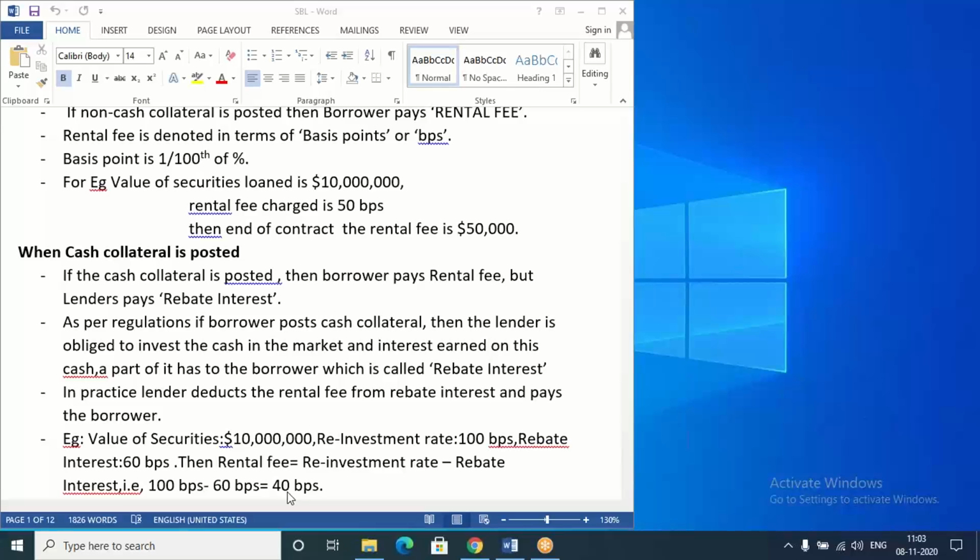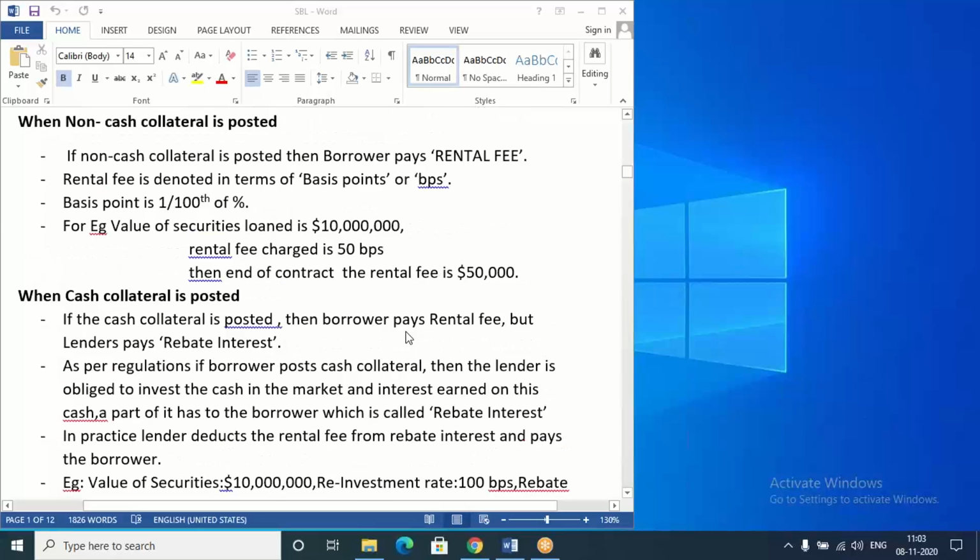Okay. So whenever cash is posted by the borrower, the lender is obligated to invest it in the market as per regulation, and a part of that has to be rebated back to the borrower. Is this clear to everyone? Okay. So, write this down. Is this visible? Let me know when you want me to scroll down.